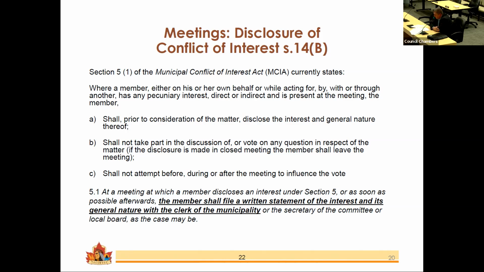And the third requirement is the member shall not attempt, before, during, or even after the meeting, to try to influence that vote. So even after the meeting, once a vote has taken place, a member that has declared that interest can't be seen as trying to further influence that matter.